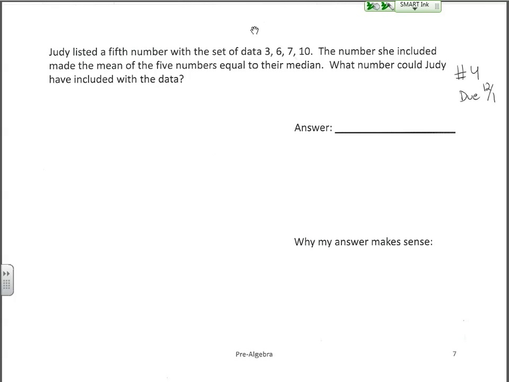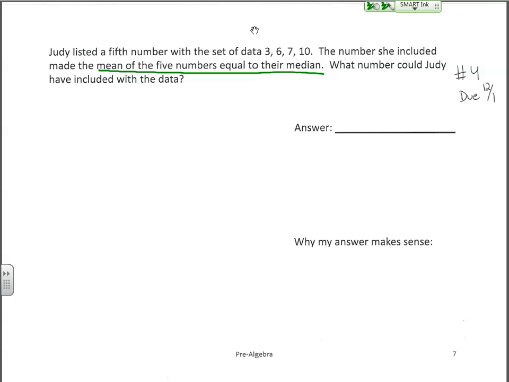So the first one here: Judy listed a fifth number with the set of data 3, 6, 7, and 10. The number she included made the mean of the 5 numbers equal to their median. What number could Judy have included with the data? So the key here is that the mean is equal to the median. Just as a reminder, what is the mean of a data set? Another word would be average, but it's the sum of all the data divided by how many there are.